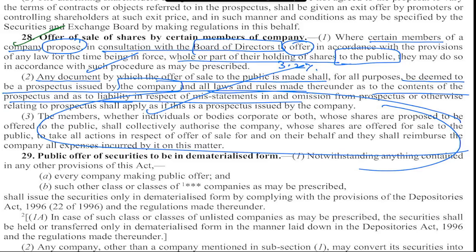Okay. Last point, point number 4. Read out: the members on whose behalf the offer for sale is made. Tell me what they have to do. The members on whose behalf the offer for sale is made, what do they have to do? Write down: shall reimburse expenses to the company.